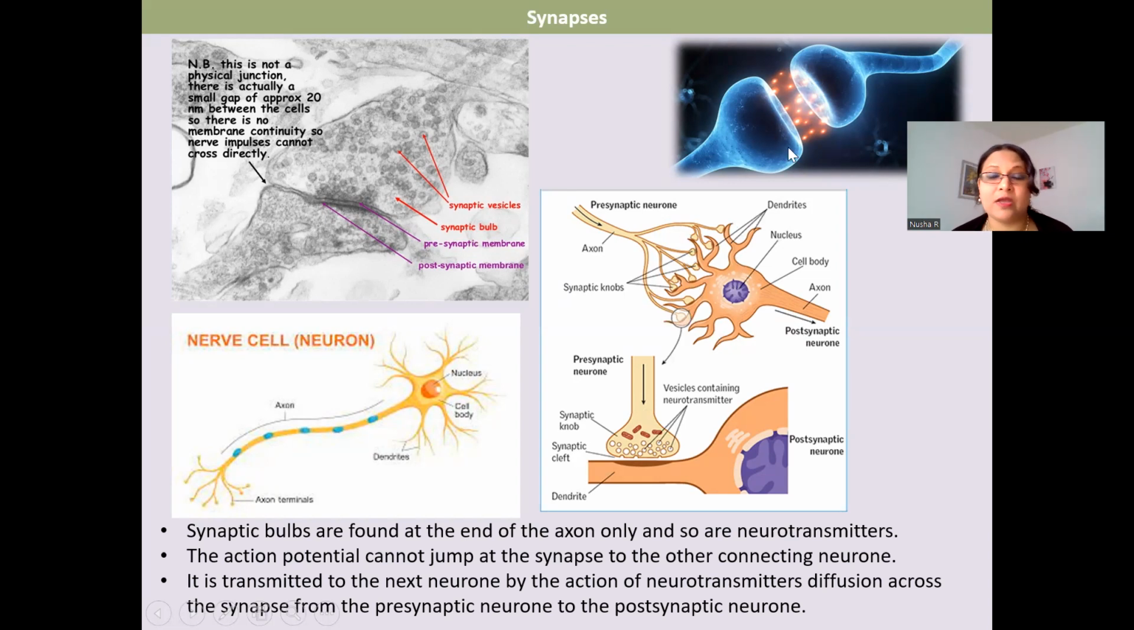So as you can see from this picture, there is a little gap here between the presynaptic neuron and the postsynaptic neuron. So the membranes of the different neurons are not joined, they're not connected, so there is a little cleft. It's a very, very small cleft. It's just 20 nanometers in diameter.